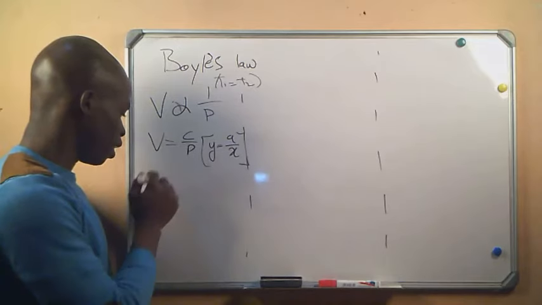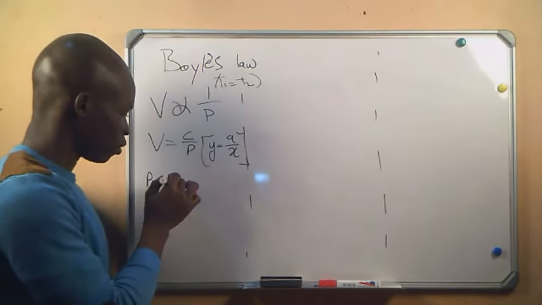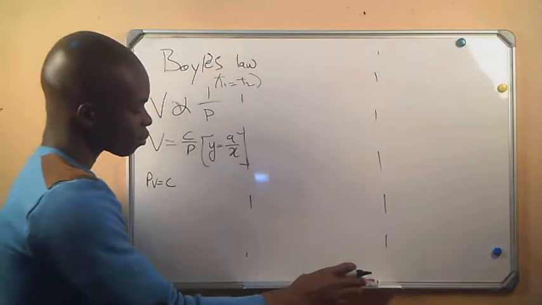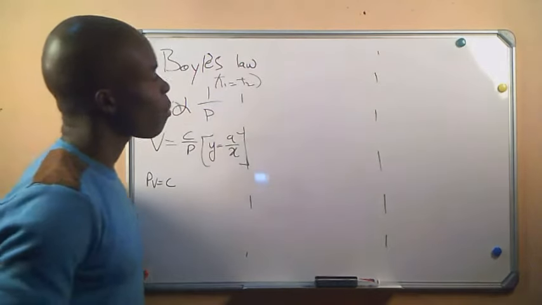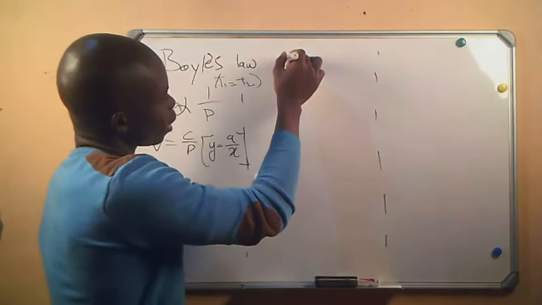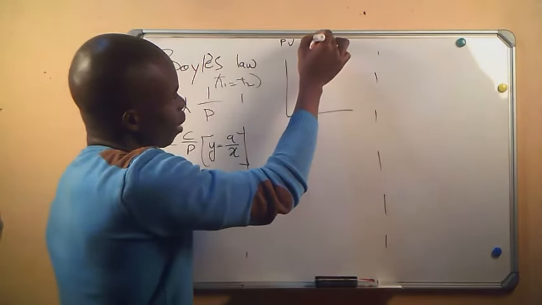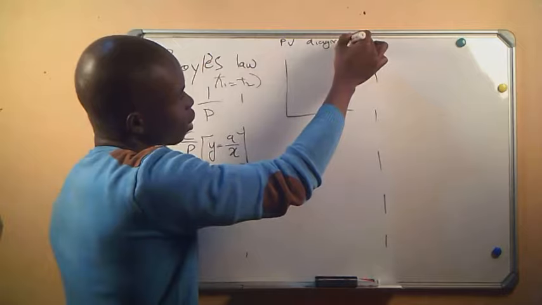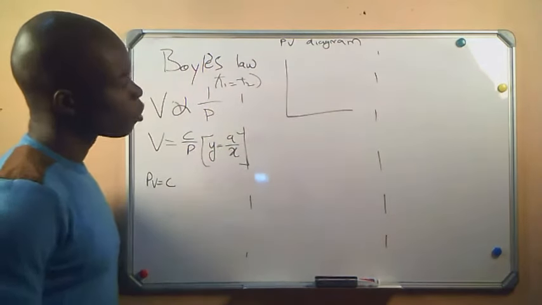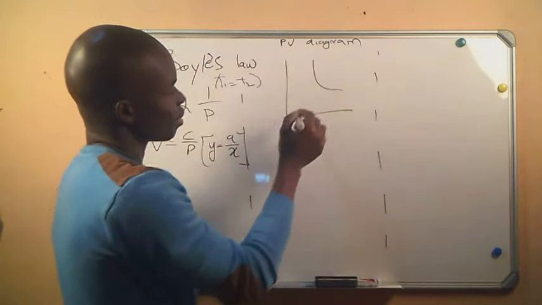Then let's make C the subject of the formula here. We have PV is equal to C. And since we said this is an equation of a hyperbola, let's sketch the graph. This is called a PV diagram. It is important to know how to draw this because it can be asked.